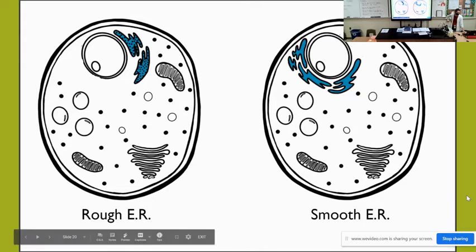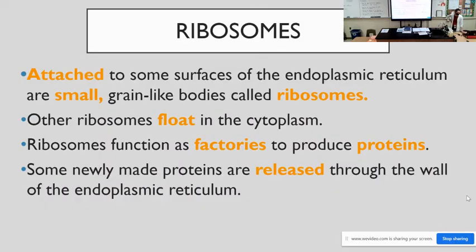Rough ER and our smooth ER. Alright, then our ribosomes. Like we just went through, ribosomes are attached to some surfaces of endoplasmic reticulum, and they are just small little green-like organelles. Ribosomes also can free float in the cytoplasm, so they don't necessarily have to be attached to something. They can just be floating around. But ribosomes function to produce proteins that the cell needs.